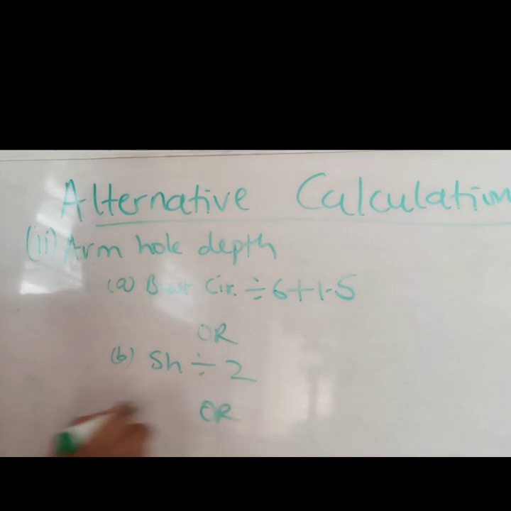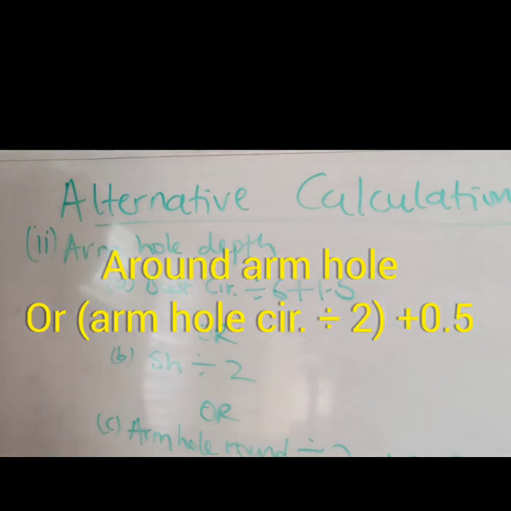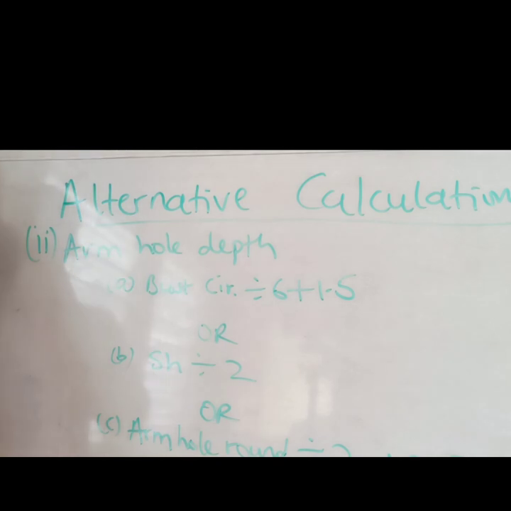There's a third way to also determine the armhole depth. Another way to determine the armhole depth is the armhole round divided by 2 plus 0.5. What do we mean by that?